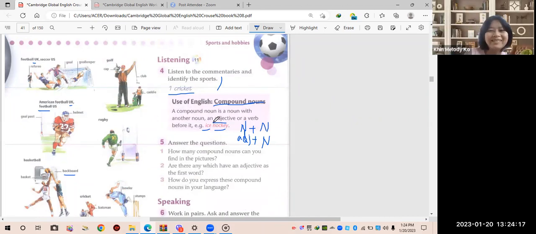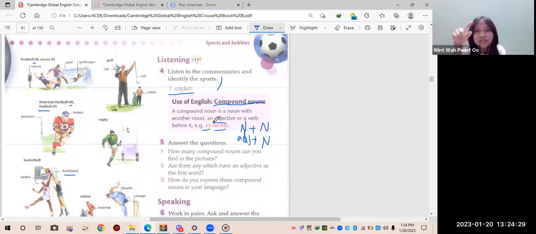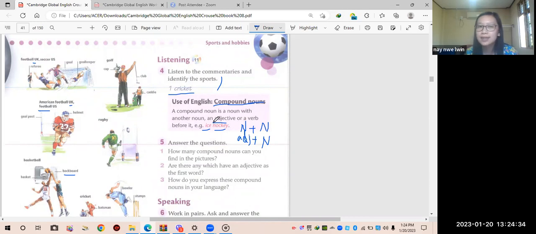Beautiful girl. Actually, it's not a compound noun, right? So that is a kind of noun phrase. A beautiful girl, we call it a noun phrase, right? Not a compound noun. Native speaker. Native is an adjective. I'm not quite sure, so let's check. Native, can we use it as an adjective? Yes, we can also use it as an adjective. So yes, native speaker can be adjective plus noun, compound noun.